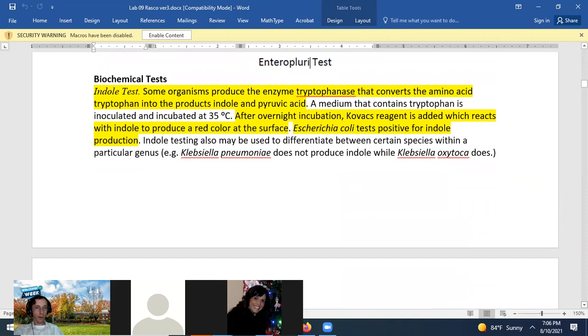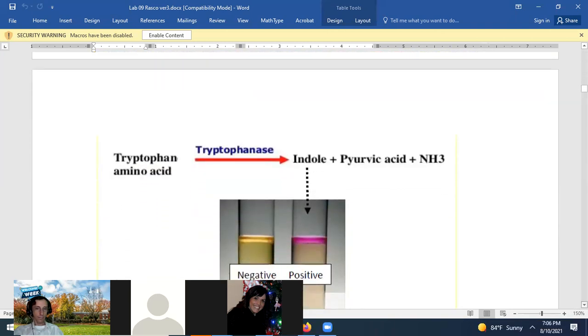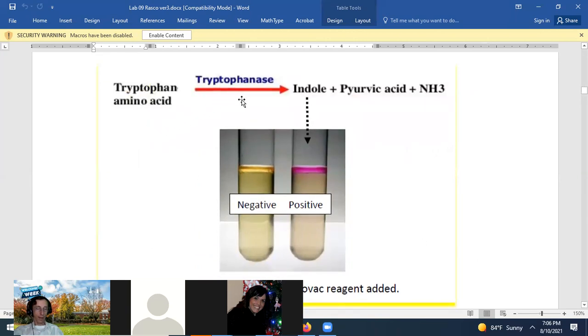These are the biochemical tests you need to know. The indole test: some organisms produce the enzyme tryptophanase, which converts the amino acid tryptophan into the products indole and pyruvic acid. After overnight incubation, Kovacs reagent is added, which reacts with indole to produce a red color at the surface. E. coli tests positive for indole. Klebsiella pneumoniae does not. So here we have tryptophan in the presence of tryptophanase. Indole gets made, and that doesn't look very red. That's just the photograph, but it's going to be at the top a reddish, or in this case, kind of a purplish color. And then the negative will not be reddish. It'll be yellowish.